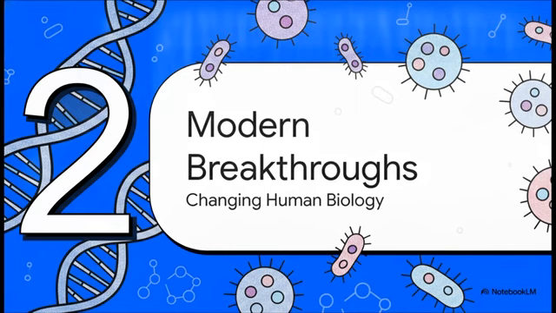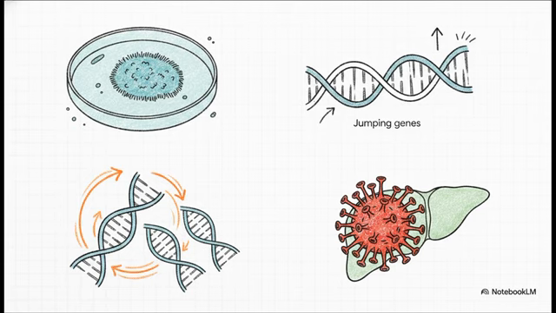Moving right along. Section 2. Modern microbiological breakthroughs. These modern legends give us incredible breakthroughs that really form the backbone of modern medicine. First up, Alexander Fleming, who gave us penicillin, ushering in the antibiotic age. Then there's Barbara McClintock. She totally revolutionized genetics by discovering transposons, or, as they're commonly called, jumping genes.